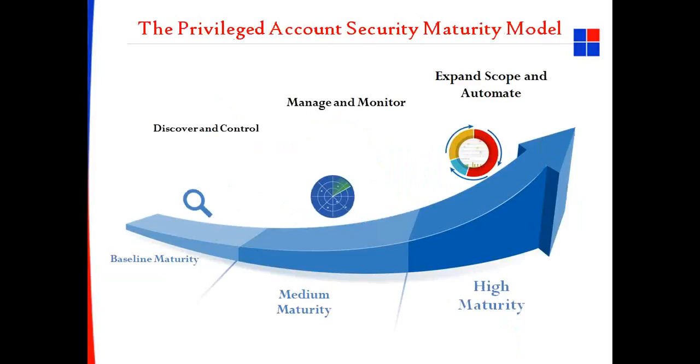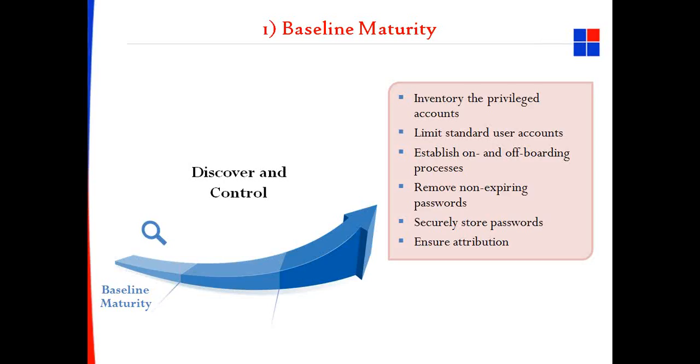How do we prevent it? The privileged account security maturity model. So there's baseline maturity, medium maturity, and high maturity. You discover and control, manage and monitor, expand scope and automate. Baseline maturity, discover and control.